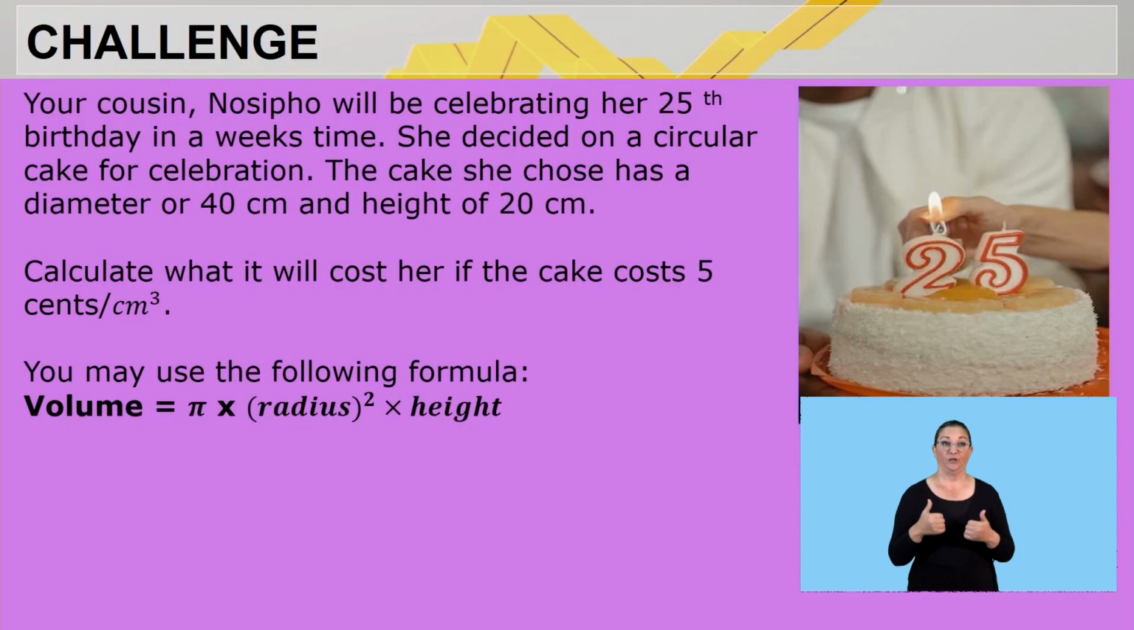So guys, lastly, this is the challenge for you, and I want all of you to attempt this question, right? So the challenge for this week, we are saying here that your cousin Nosipho will be celebrating her 25th birthday in a week's time. She decided on a circular cake for celebration. The cake she chose has a diameter of 40 centimeters and height of 20 centimeters. This is what you need to do. Calculate what it will cost her if the cake costs 5 cents per cubic centimeter. Then, in order to assist you with this question, you may use the following formula: volume equals pi multiplied by radius squared multiplied by height.